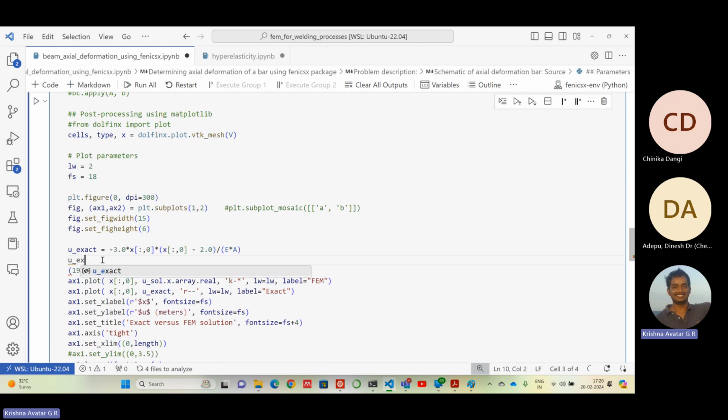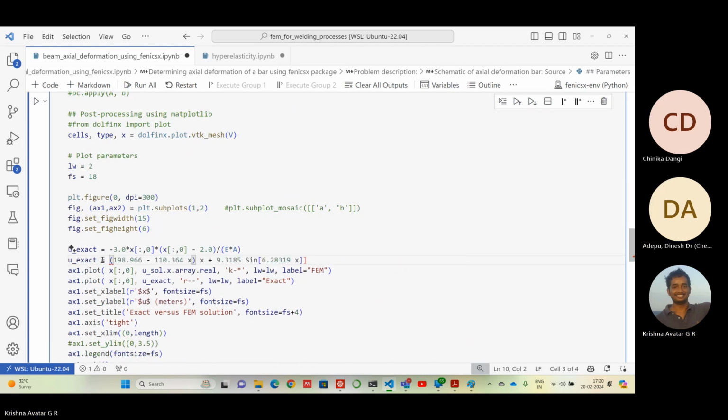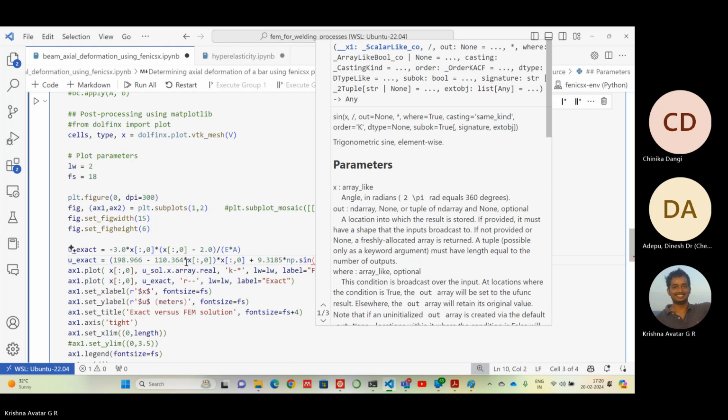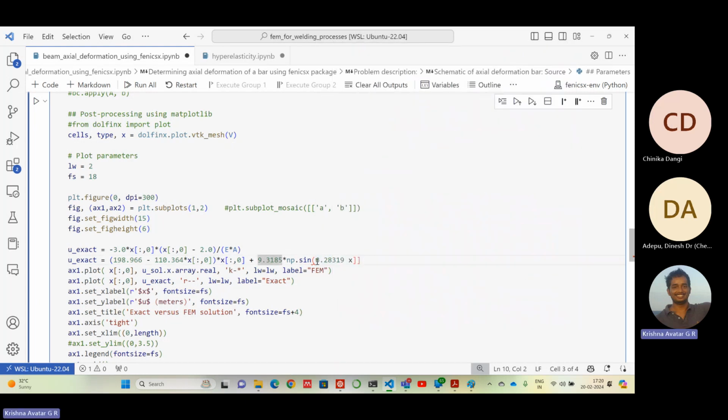So u_exact. So it's like into x of all nodes, and then likewise comma 0, and np.sin, and this is nothing but 2 into np.pi.